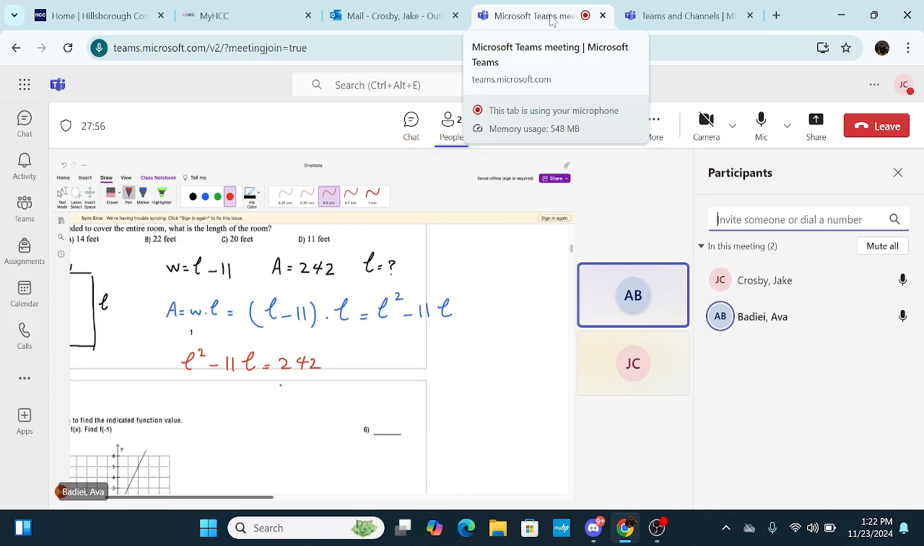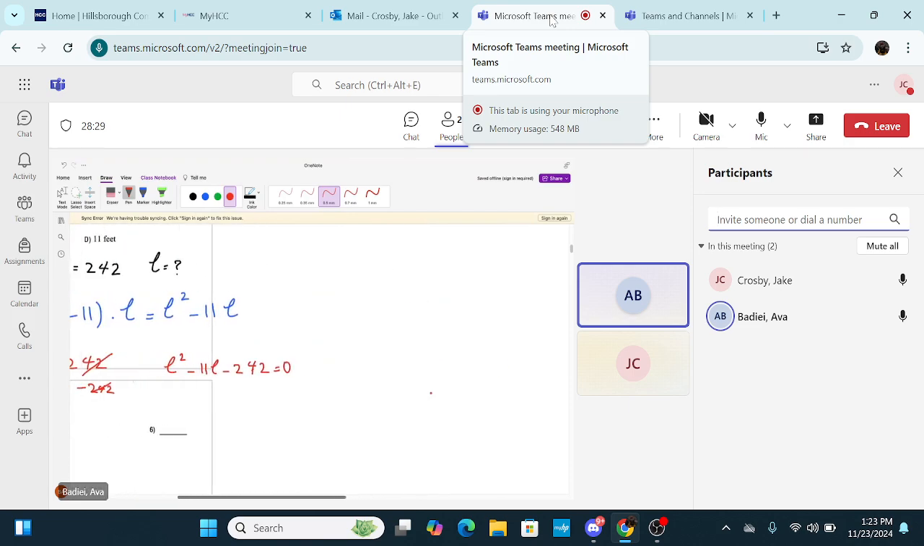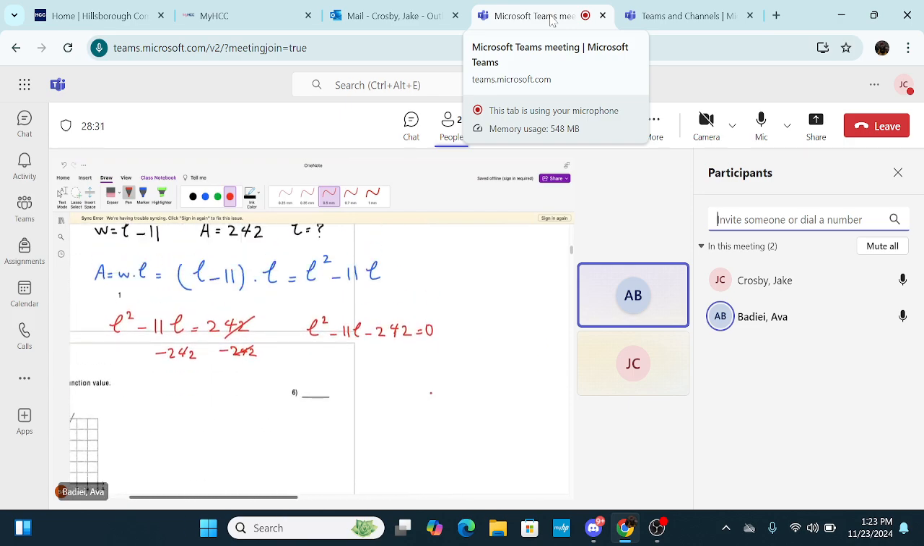How do you think we can do this? Minus 242. That's it. So we have L squared minus 11L minus 242 equals 0. All right, so there are two things that might happen here. We can either do this with factoring. If factoring doesn't work, the only way is to use the quadratic formula, which I really suggest you know.